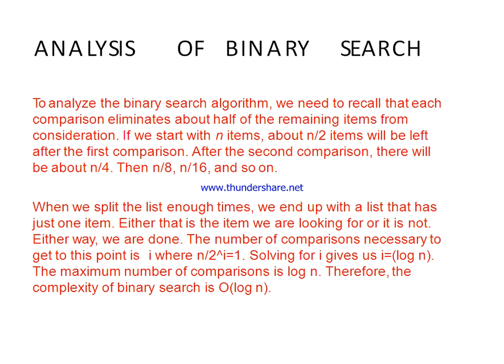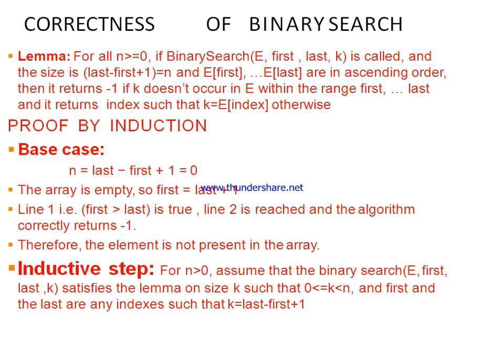If we start with n elements, about n by 2 elements are left in the first iteration, after the second iteration n by 4, after the third iteration n by 8, n by 16, etc. When we split the list enough times, we end up with a list that has just 1 element. So the running time calculation, depending on the number of comparisons needed, is n by 2 power i equal to 1. Solving this for i gives us i equal to log n. So the maximum time complexity for a binary search is order of log n.